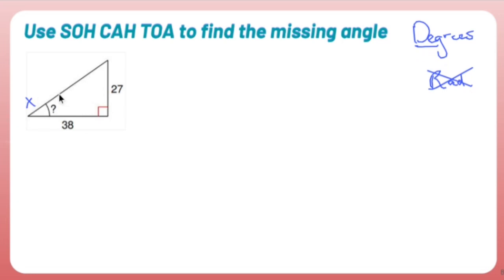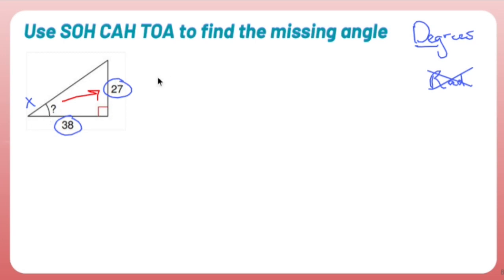Now, I'm looking at this missing angle here that I called X. I have no other angles, so it's not like I can subtract from 90 or 180 or anything like that. That's no good. So I have to use these two sides right here. What I have to do is compare 27 and 38 to X. Now, the obvious one is 27 is opposite of that. 38 is next to it. So is that my adjacent or is that my hypotenuse?